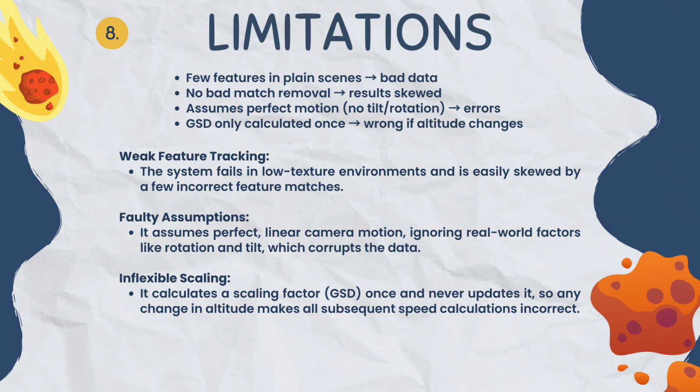This system struggles in simple scenes and is distorted by poor feature matches. It assumes perfect camera movement and ignores rotation or tilt. Since GSD is calculated only once, any change in altitude makes speed results inaccurate.